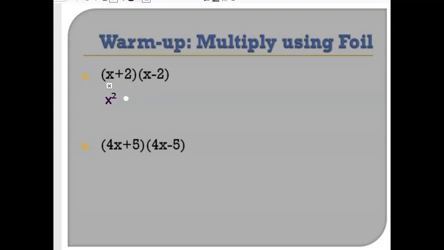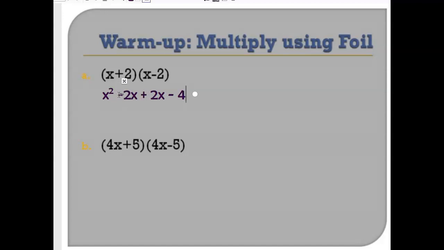And then you're going to multiply the outer two terms together, which is negative 2x. The inner two terms multiplied together gives you a positive 2x. And the last two terms multiplied together is a negative 2 times a positive 2, which is a negative 4. And then our last step of FOIL is to combine like terms.